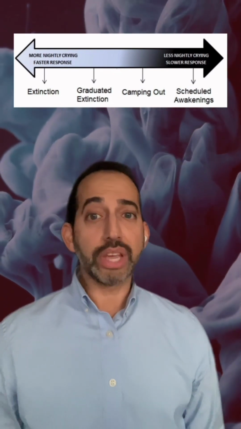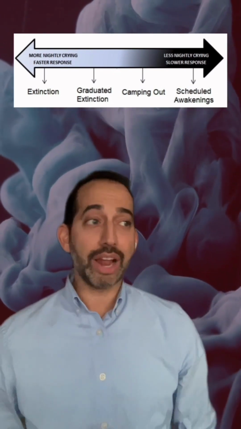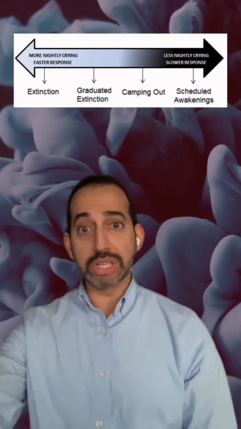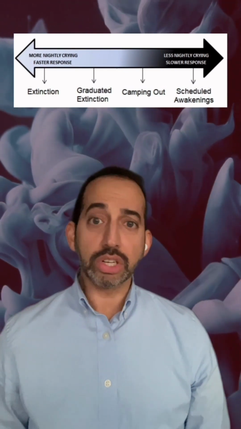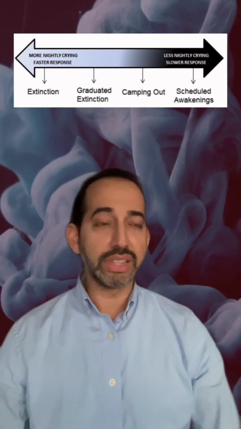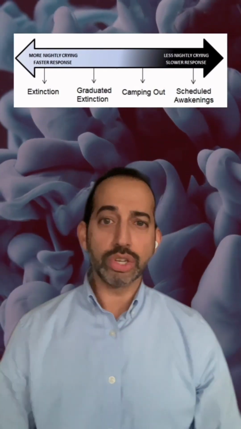When would you consider using it? Well, if you're using graduate extinction and your child gets more fussy and irritable every time you go to soothe them, you might consider switching to the extinction method. You would also consider extinction if you are in crisis mode as a family. Your child is just not sleeping well, everything is kind of falling apart. In that situation, you would also consider extinction.